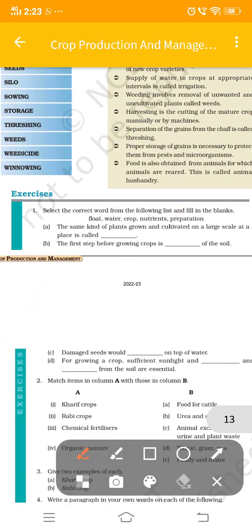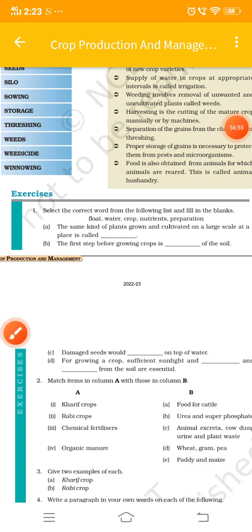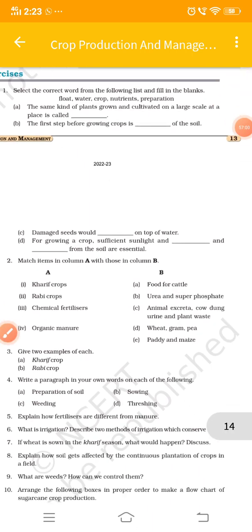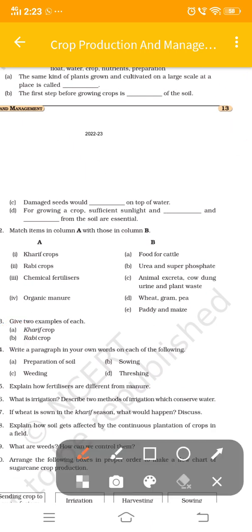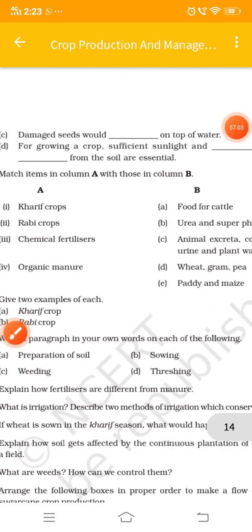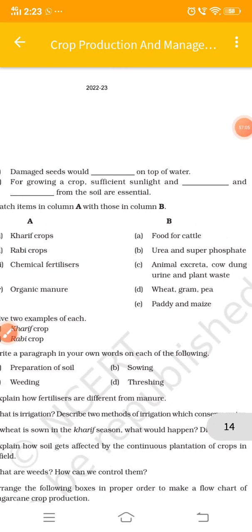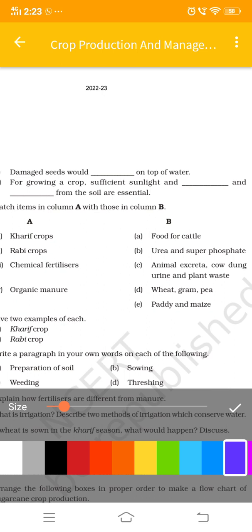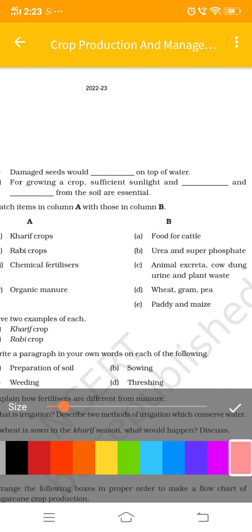Now here are the keywords you have learned. We will read this afterwards. Shall we solve this? What is this? Kharif crops. Okay, I'm going to match the following, and you can solve the fill in the blanks. Okay, fine. Let's solve this now, guys. Which color shall I use? Okay, this one.